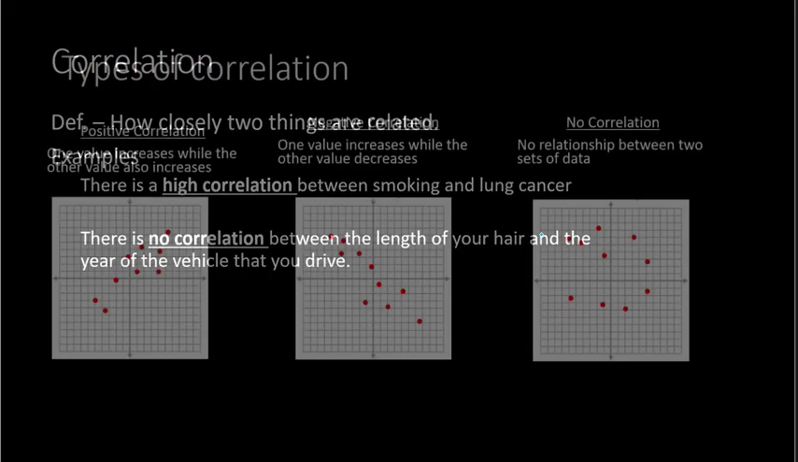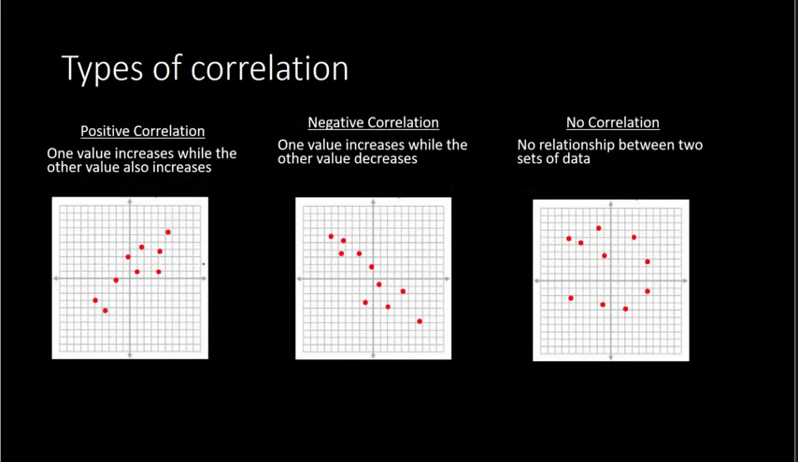So here we see 3 different scatter plots, and each one represents a different type of correlation. This first scatter plot represents a positive correlation, which by definition says that as one value increases, the other value also increases. So for example, running and calories burned. The more you run, the more calories you burn. Okay, they're both increasing, right? More running, more calories burned. So that is a positive correlation.